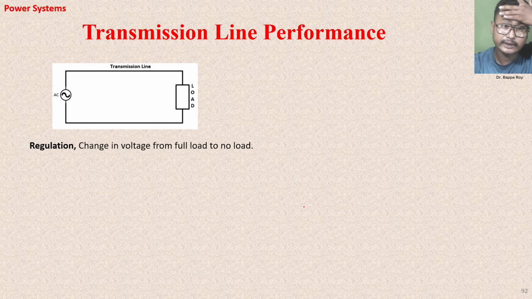Now voltage regulation. What is it? It is the change in voltage from full load to no load. When the load is full, all the loads are connected, that is what we call full load, or you can say the maximum load demand connected. From that condition to when there is no load in the transmission line, the change in voltage in between is called the voltage regulation. Is it clear?